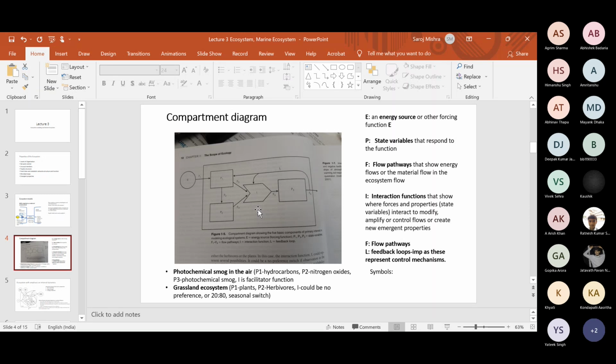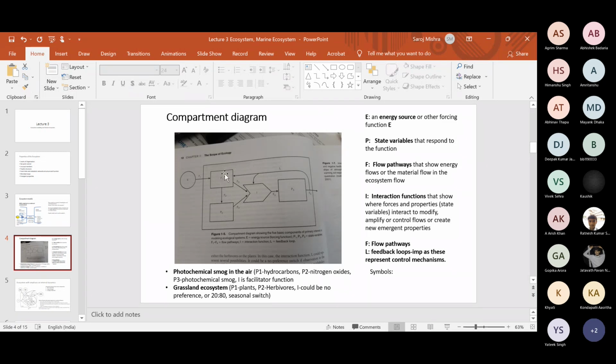So feedback loops are constantly also a part of the ecosystem model. Okay, so is this clear to everybody as to what these different terms mean in the model of an ecosystem? Yes, ma'am. Okay, all right.